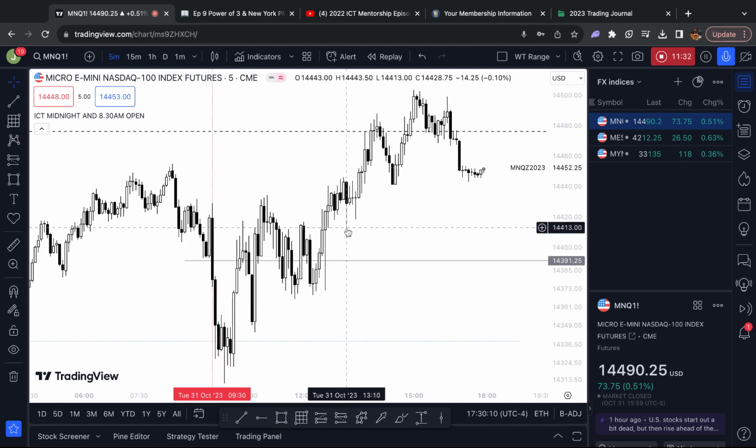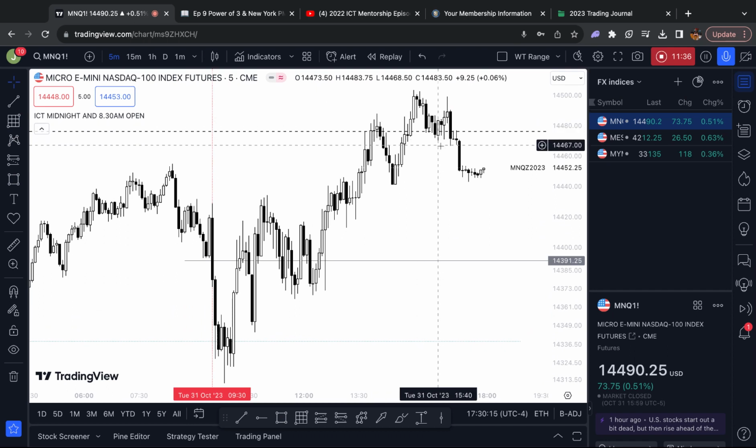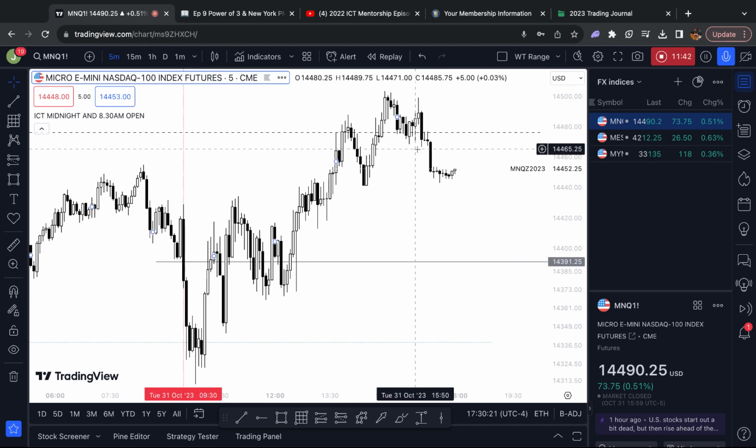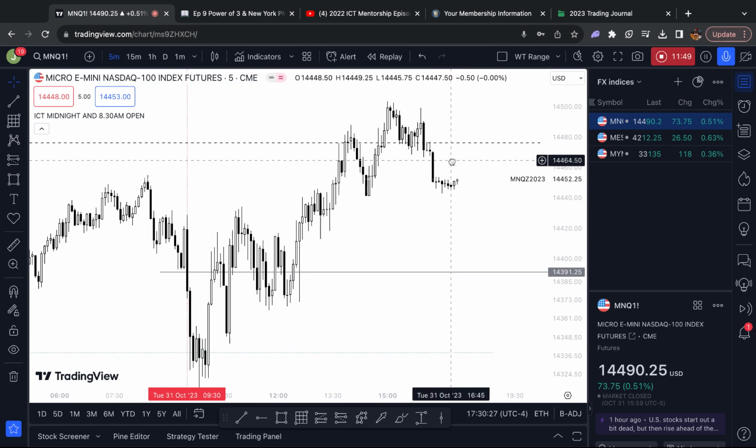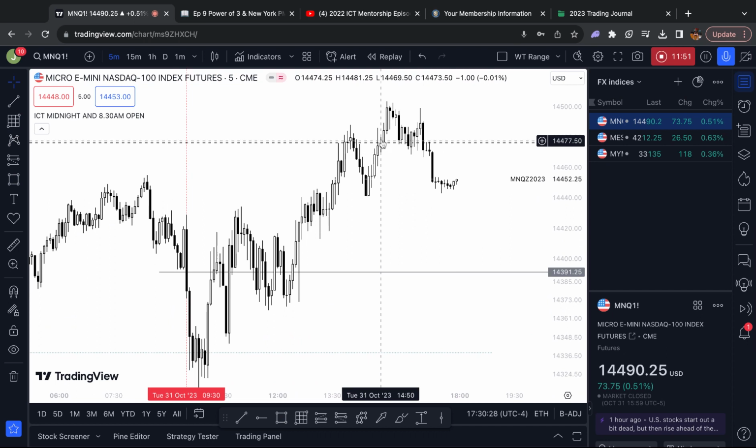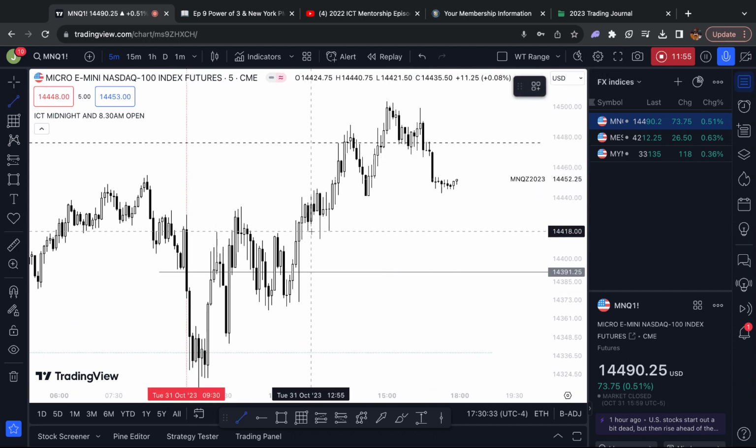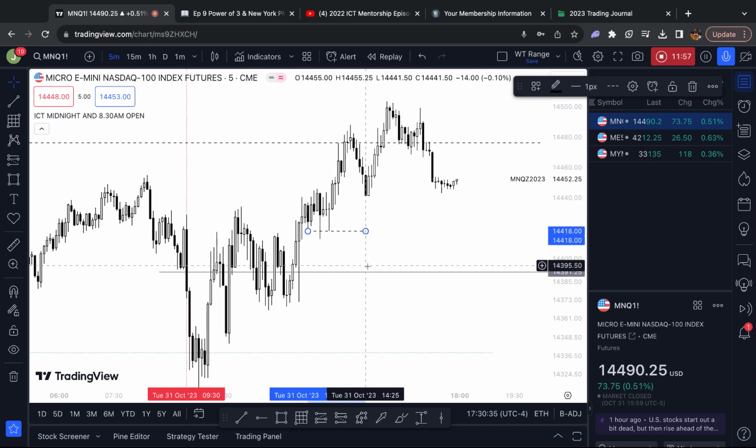Now we have another low right here, and another low right here, and then we make a low right here, consolidate. We look like we're getting another low lower, but then we have a huge displacement. Not a huge displacement, but this candle is definitely showing down. So I'm just trying to show you the difference between a liquidity grab and a market structure shift.